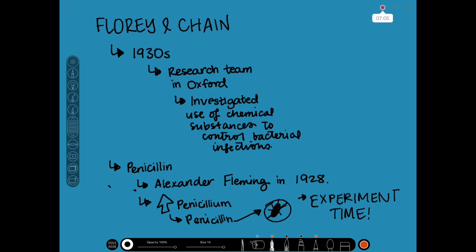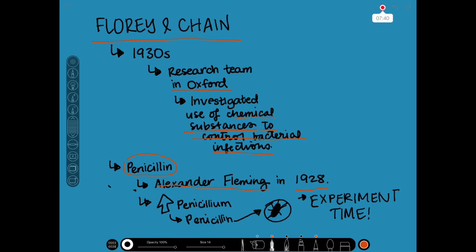Moving on to the next orange box, which is about Florey and Chain. So in the late 1930s, Howard Florey and Ernst Chain formed a research team in Oxford. They investigated the use of chemical substances to control bacterial infections. The most promising research was discovered by Alexander Fleming in 1928, which was penicillin.